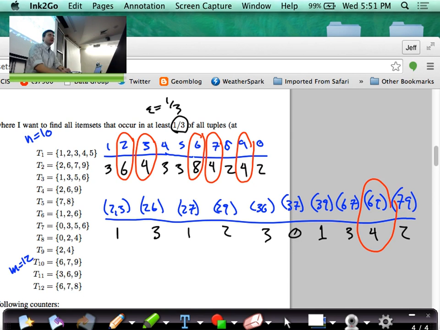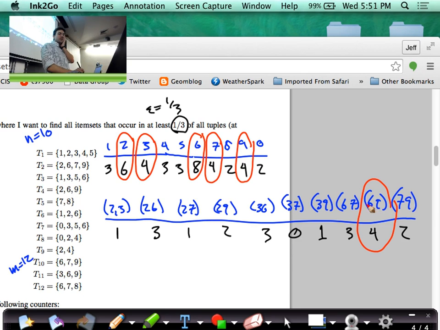So could there be any triple that could occur together 4 times? Is that possible? No, that's not possible either. So the only outputs we get are 2, 3, 6, 7, and 9 individually, and 6 and 9 together, which are the only things that we saw at least 4 times. And we can stop this search already.